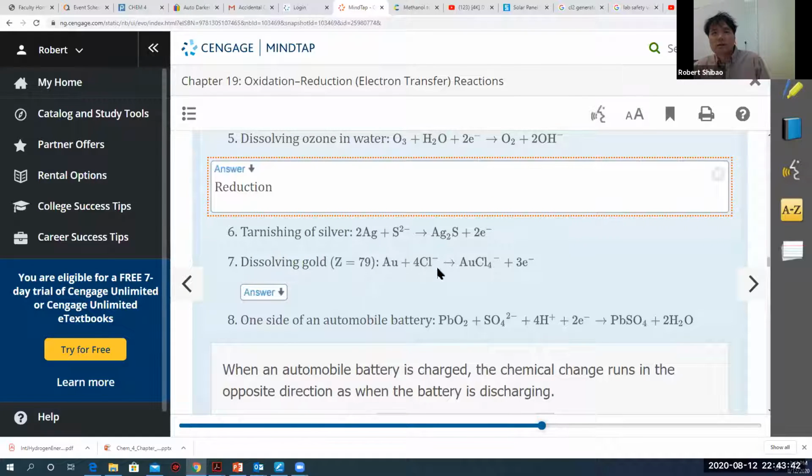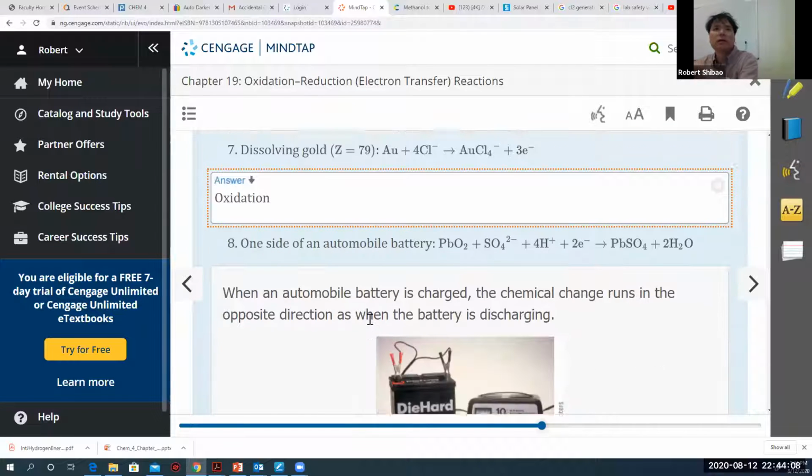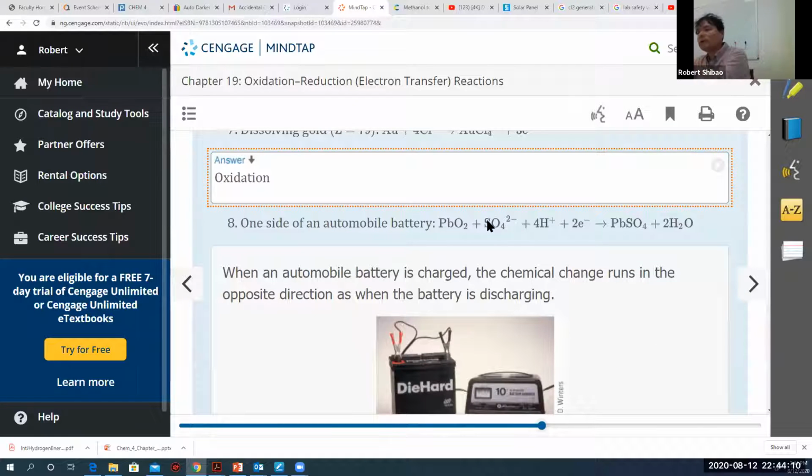Dissolving gold. This is an oxidation half reaction here. This is not the complete reaction, by the way. Gold doesn't magically dissolve by adding sodium chloride to it. If you could add sodium chloride to gold, it'd be different. But this is a half reaction, so you need something to take those electrons away. It's oxidation. One side of the automobile battery, the PbO2, is the oxidizing side. So this is the oxidizer, so reduction.